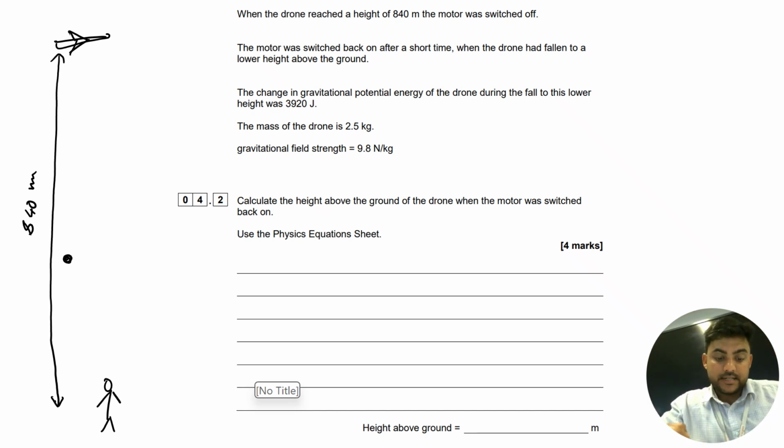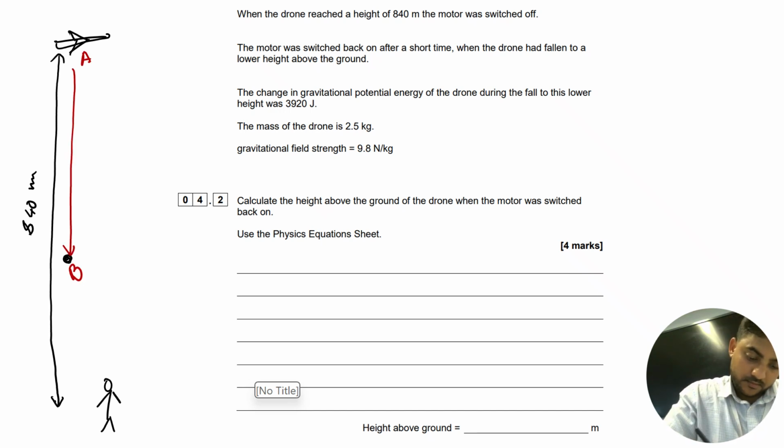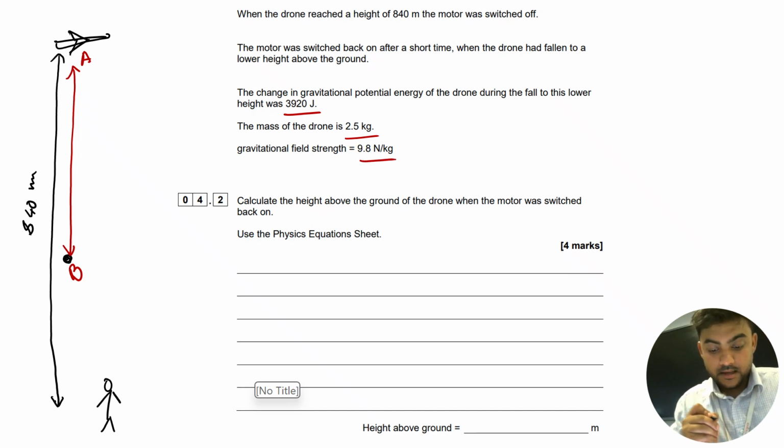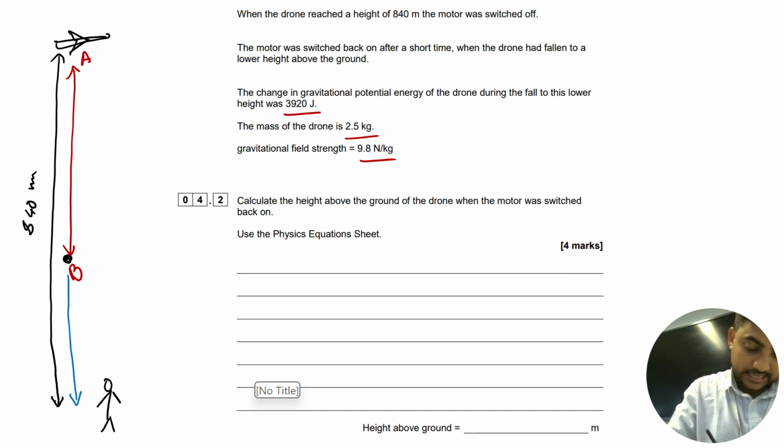The change in gravitational potential energy from point A to point B is 3,920 joules. The mass of the drone is 2.5. Gravitational field strength is also given. It asks you to calculate the height above the ground when the motor was switched back on. So you're actually calculating this height. So whatever the red height is, take away 840, take away that height, gives you the blue height.